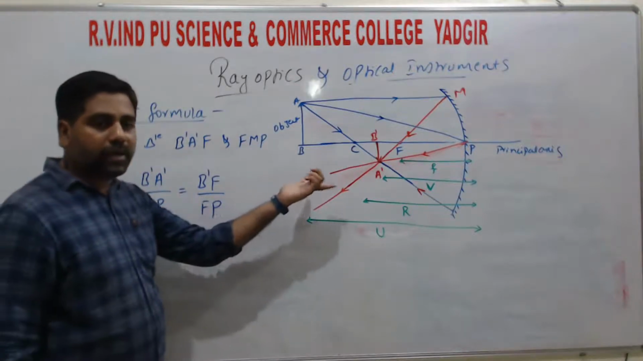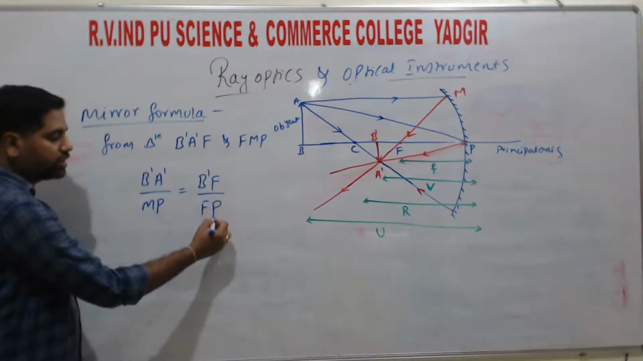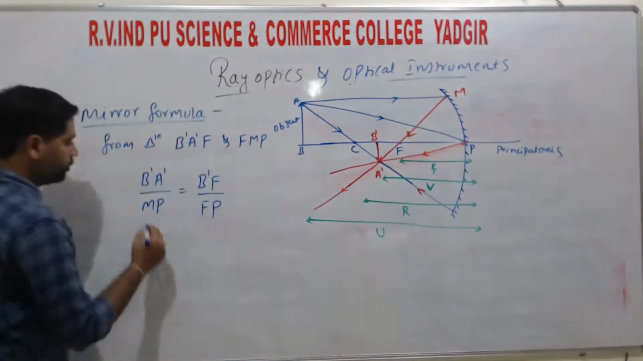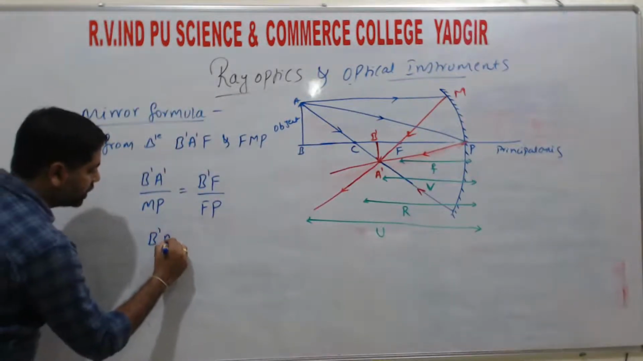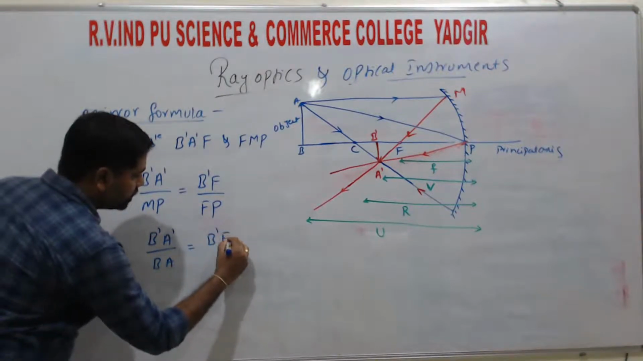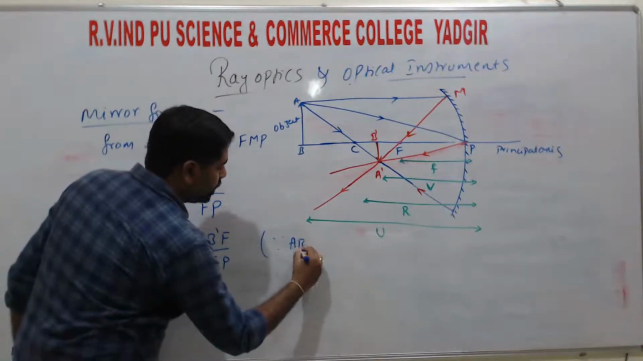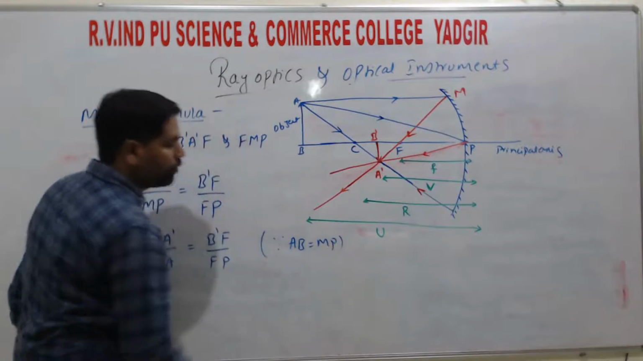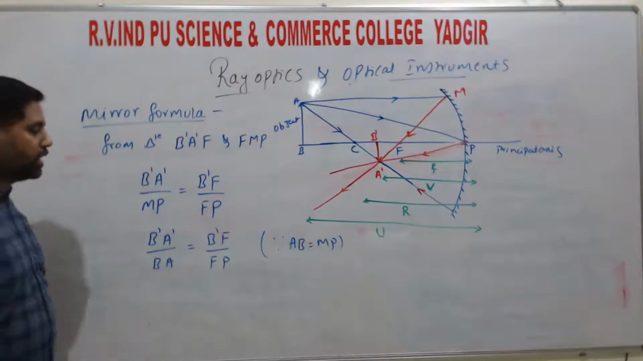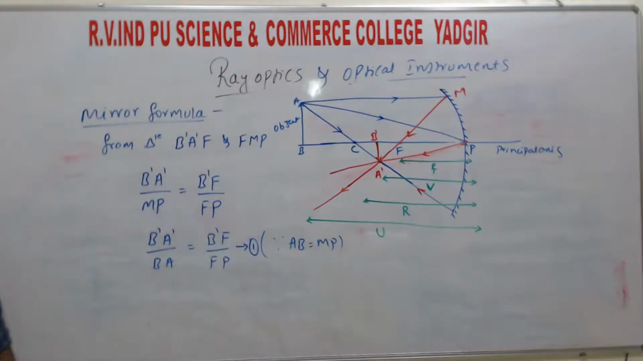Since these are similar triangles, we can equate the ratios of their sides, that is, B dash A dash by MP is equal to B dash F divided by FP. As AB is equal to MP, we can write B dash A dash divided by BA is equal to B dash F divided by FP. So from these two triangles we get the equation, and this is equation 1.